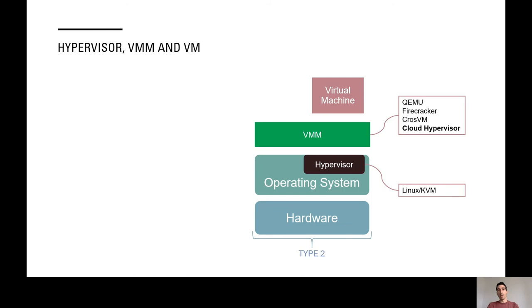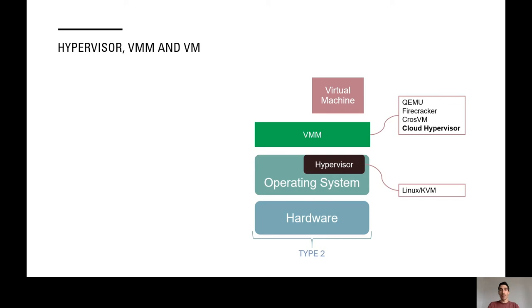On the other side, we have the type two use case. It's slightly different because on top of the hardware here, it's not the hypervisor directly, but an operating system. So we'll take the example of Linux with KVM. The hypervisor is basically a kernel module inside your kernel. And on top of this, you need a user space layer, so the VMM, to interact with the guest, and more than that, to actually create VMs. The point is to let user space be able to run virtual machines directly.